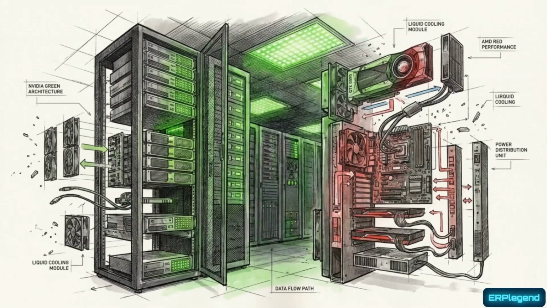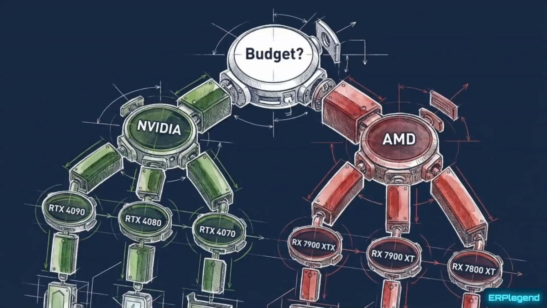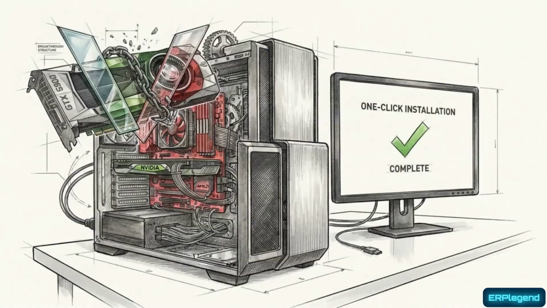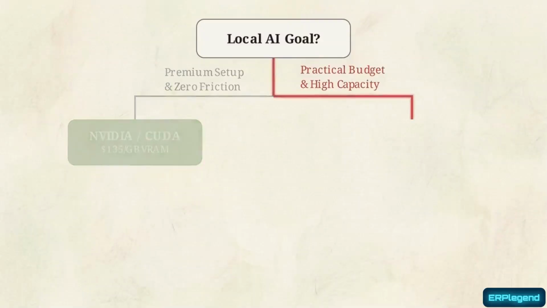We have to acknowledge where the green team still leads. If you are looking purely at prompt processing, NVIDIA and CUDA are still ahead. A 5090 processes 14,000 tokens a second on prompts, while the same card on Vulkan reaches about 10,400. So here is the decision matrix. If you have an unlimited budget for 5090s, or you require an absolute zero-friction setup without touching a configuration menu, buy NVIDIA and stick with CUDA.